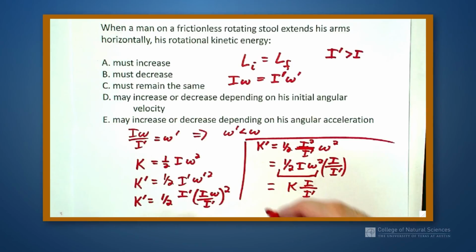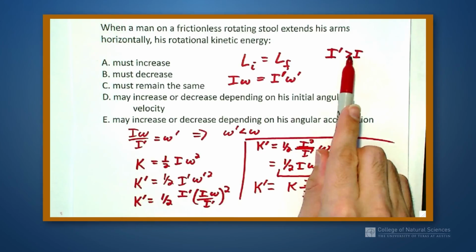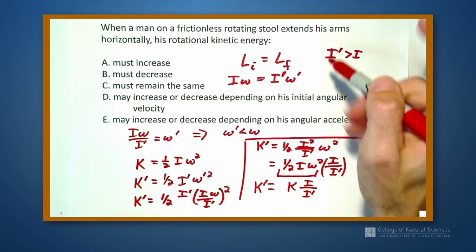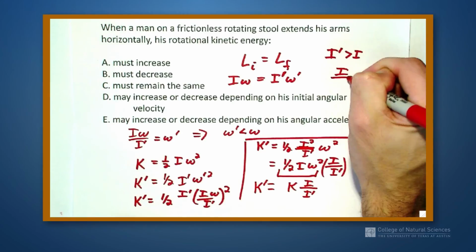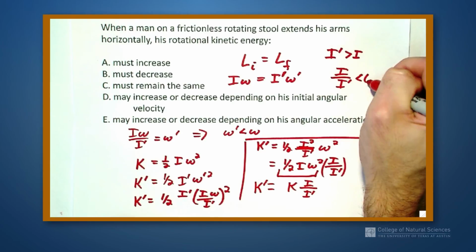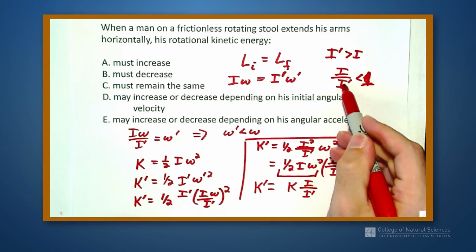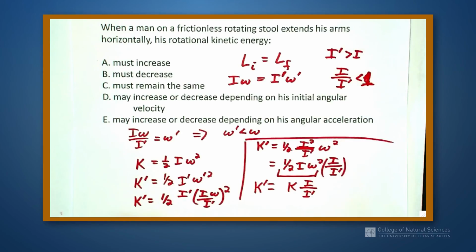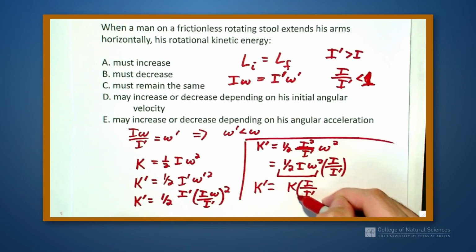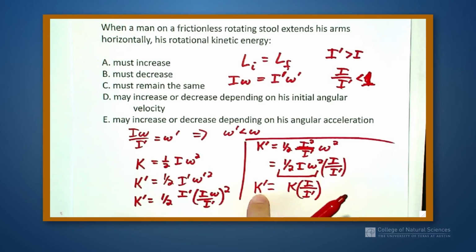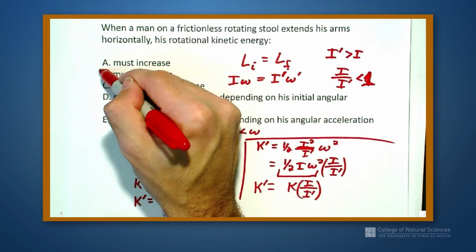And now I ask, what happened to my kinetic energy? Did it increase, decrease, or remain the same? Well, I know that I prime is larger than I. So that means I over I prime is less than 1. A small number divided by a larger number is going to be less than 1. So this value is less than 1, so K prime must decrease.